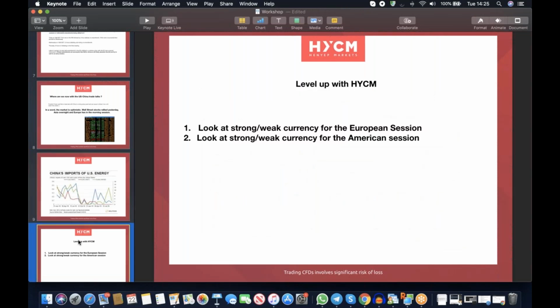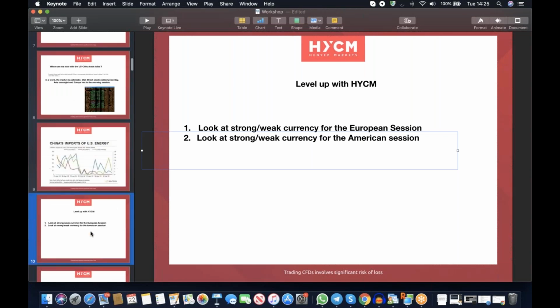So here we go. As we get into our handout, the first thing we want to do is look back. The reason we're looking back is very simple. We want to find some strong or weak currencies for the European session, because the whole idea is we want to trade the strong currency against the weak currency, because we want the currencies going in different directions.